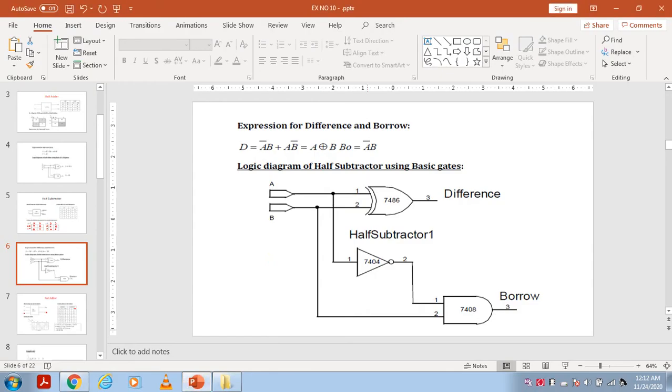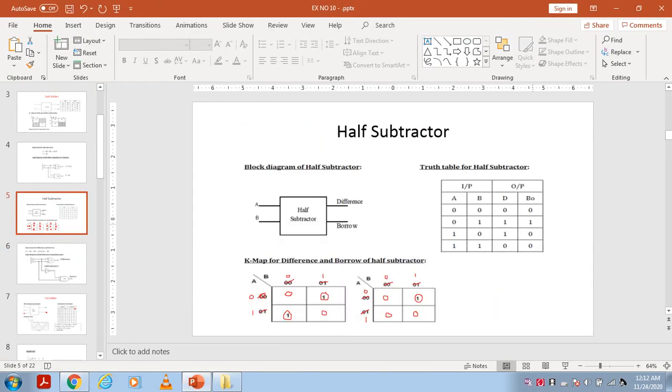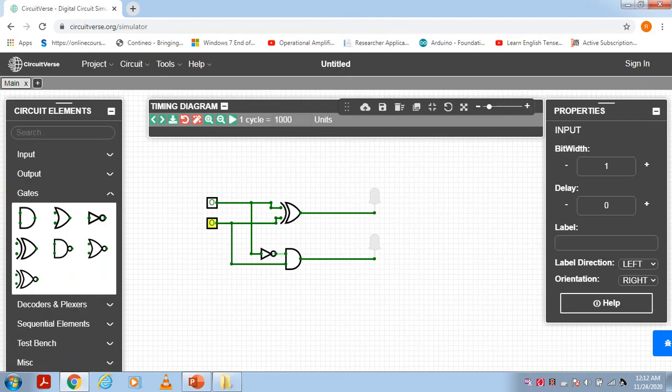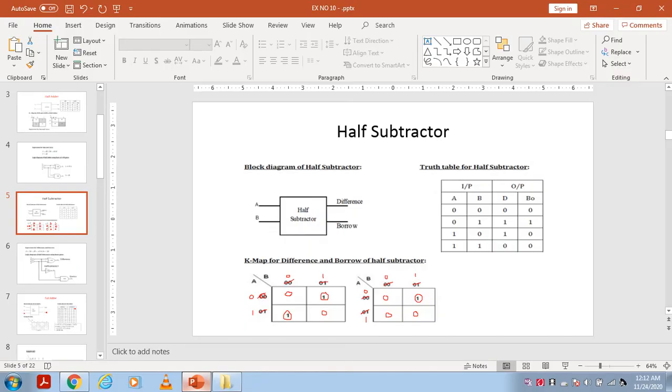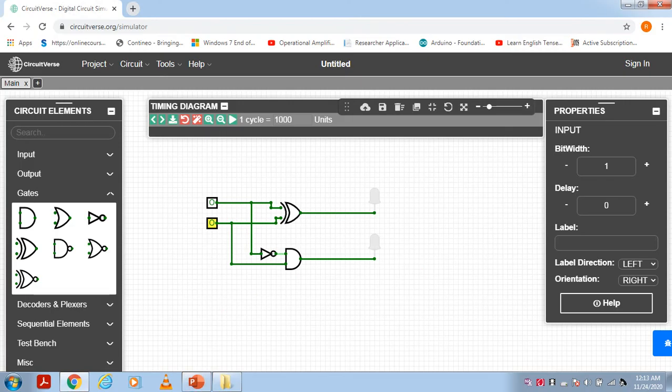The truth table for this one is for the 0 0, output of the difference and borrow is 0. That's what we are seeing here. Both the inputs are 0 0. This is the difference and this one is borrow. So both the outputs are 0 0. The next input combination is 0 1. So difference is 1 and borrow is 1. Let me check. 0 1 is the input. So difference is also high and borrow is also high.